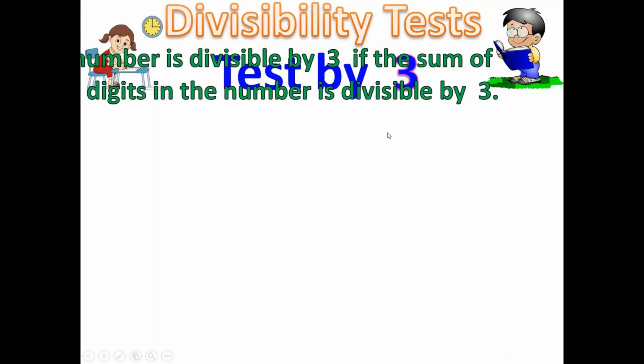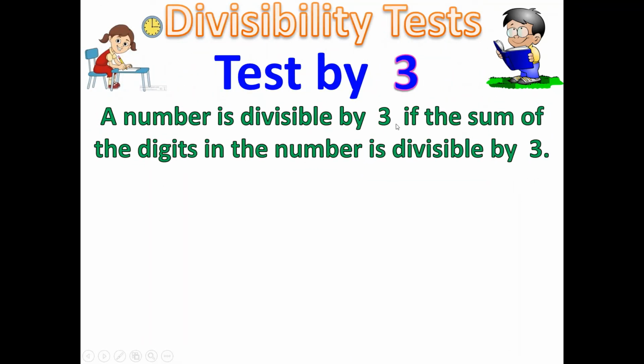Test by 3. A number is divisible by 3 if the sum of the digits in the number is divisible by 3. Now we go on to the example. Now 24. With the divisibility rule, whichever number they give, we have to add the digits. If we add, we will get one answer. That answer should be in the 3 table.